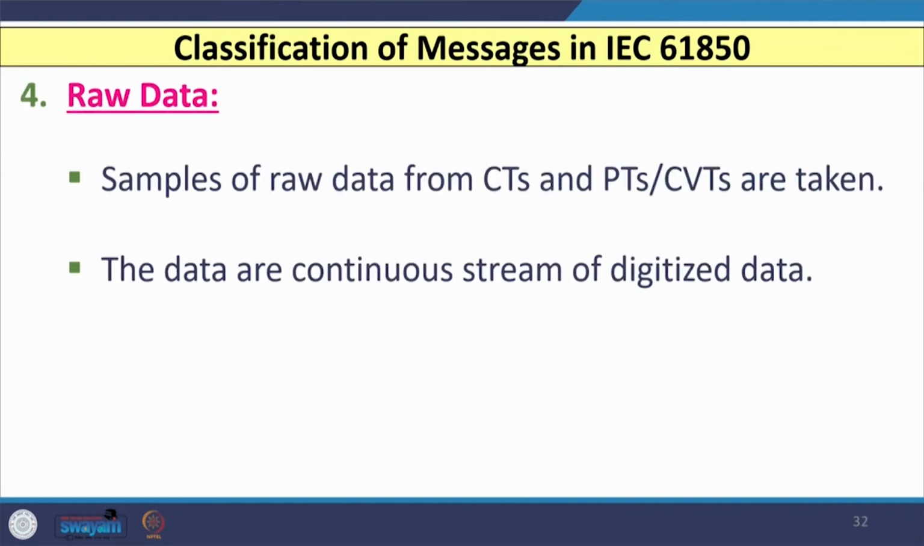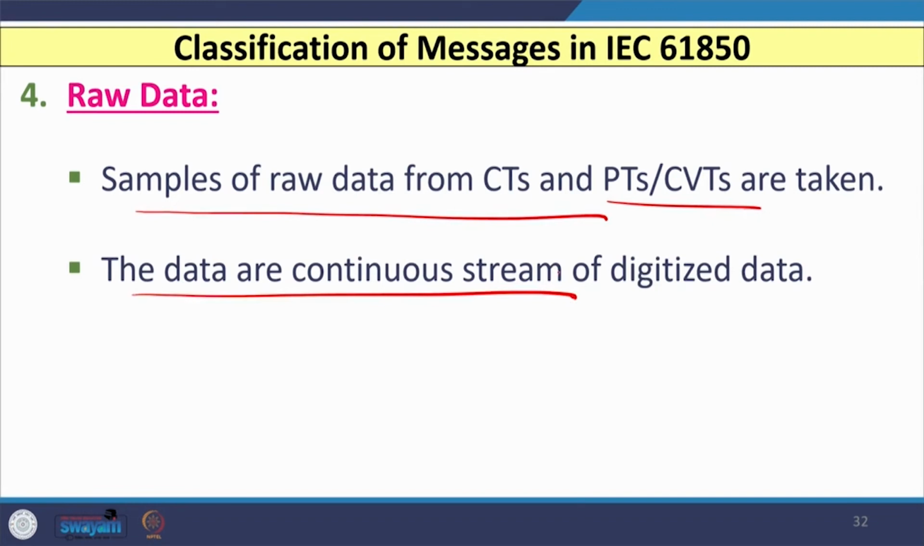The fourth one is the raw data. So, samples of raw data from the current transformer (CT) secondary, potential transformer, or capacitor voltage transformer secondary are taken. This data is in the form of a continuous stream and is digitized data. So, these are nothing but the raw data.